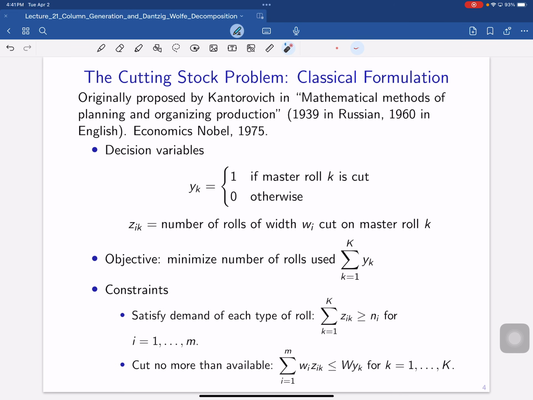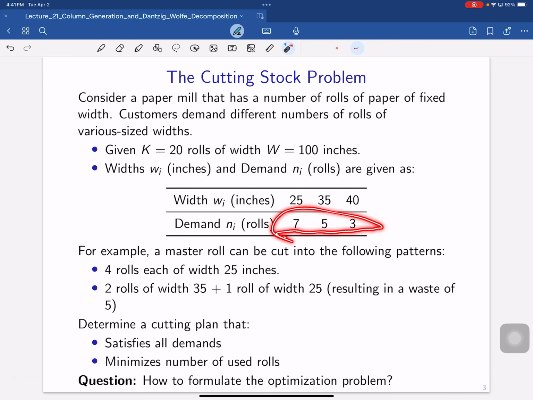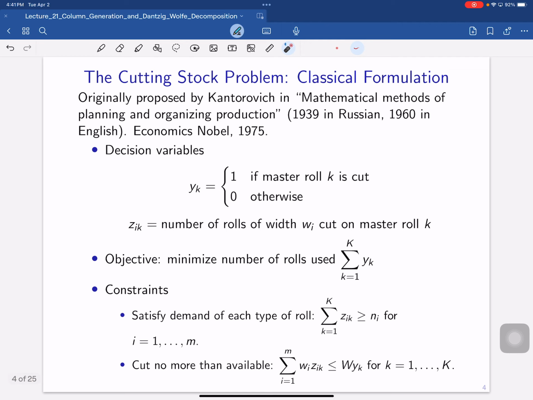Okay, so now the objective is to minimize the number of rolls you use, right? Remember, y_k is 1, that means the roll is used, otherwise it's not used. If you minimize the number of rolls, you just sum all of them up. And the constraints include 2 things, right? First, you need to satisfy the demand, right? So recall that z_ik means the number of rolls of width i on a given roll. So you sum over all the rolls you cut, and that has to be greater than or equal to the demand for the width i, right? So here, let's say the demand is 7, 5, and 3, then you sum them up, and they should be greater than or equal to their respective demands.